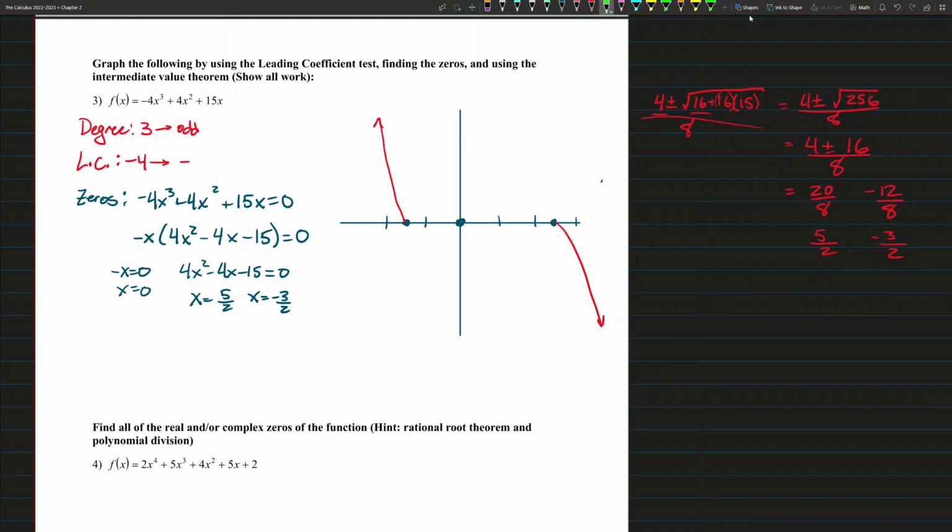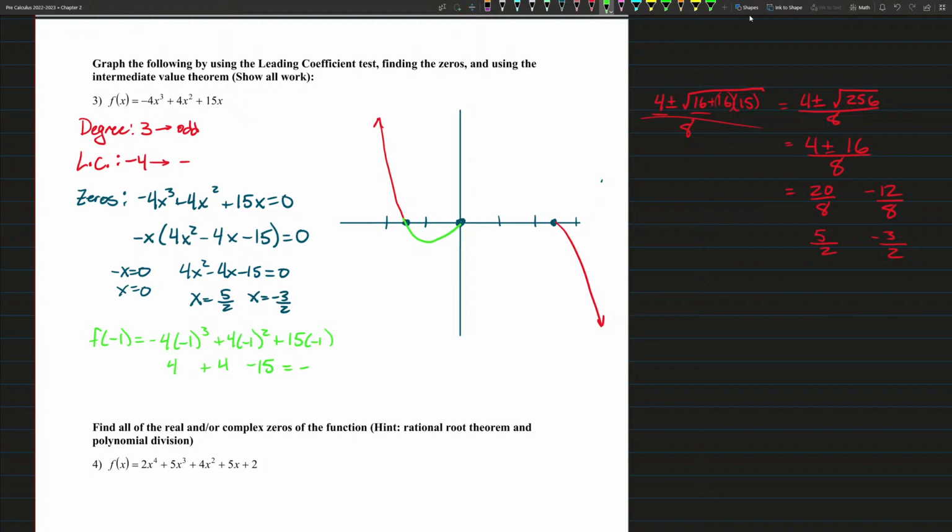test in between, right? So I'm going to test f of negative 1. When we do that, it's negative 4 times negative 1 cubed plus 4 times negative 1 squared plus 15 times negative 1. This is going to be a positive, so that's positive 4 plus 4 minus 15. This is negative. So that means that at negative 1, we get an answer that's negative. So our graph is going to come down below and then come back up to the 0.